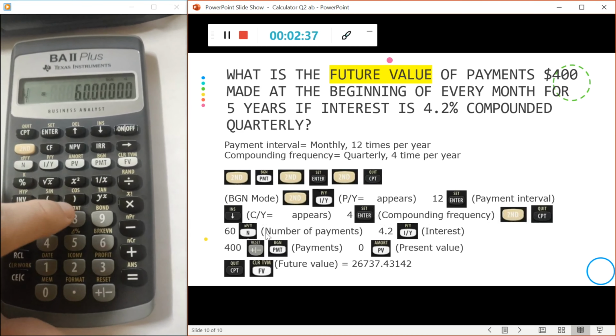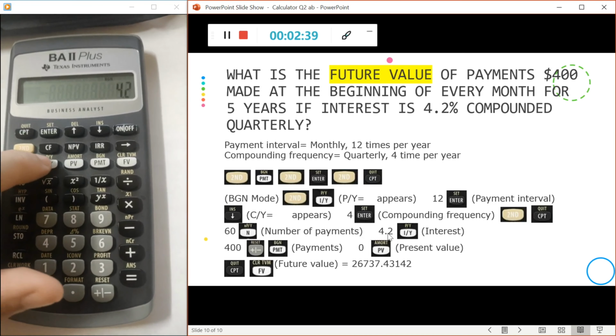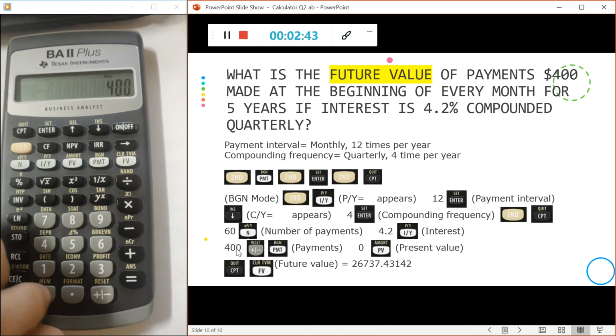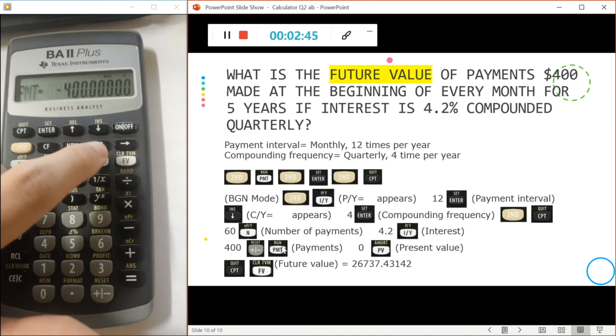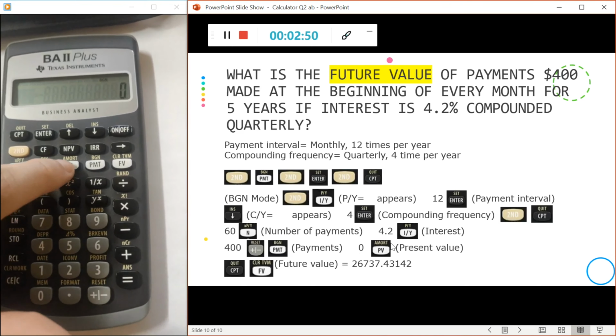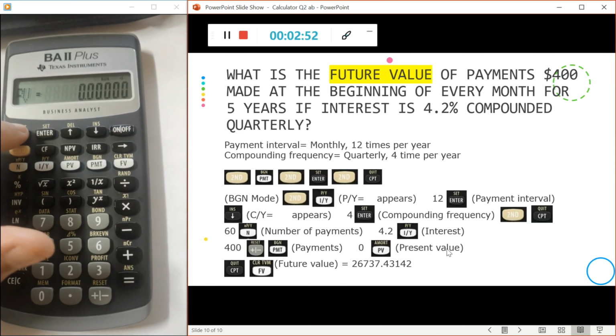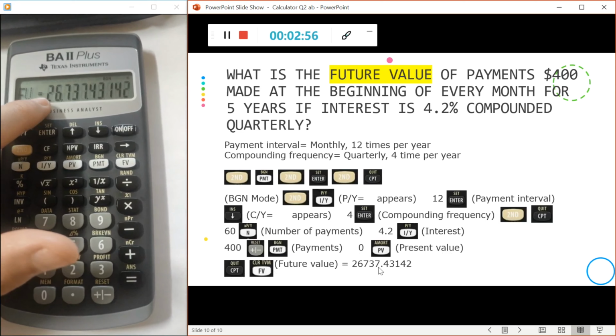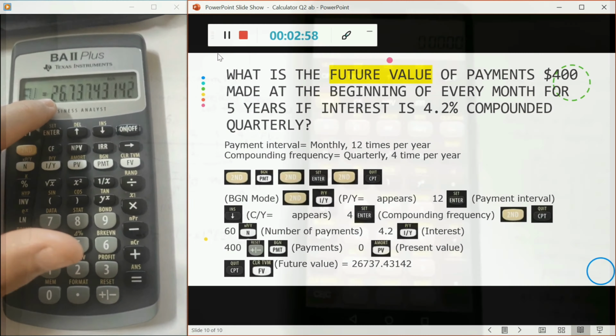Again, second quit. Okay. 60. N to key in the number of payments. 4.2. IY to key in the interest. 400 negative to key in the payment. Since the present value is not given, we assume that it is 0. So CPT, future value FV. Okay, our future value is computed.